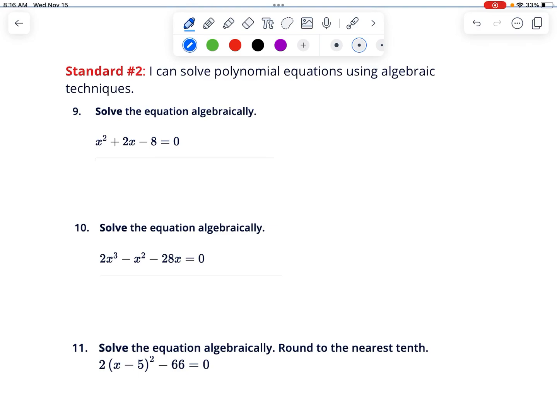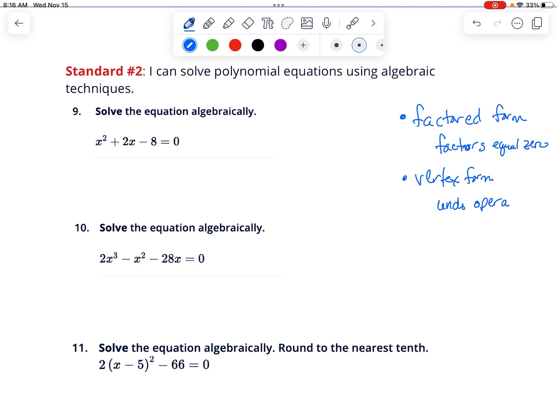Right, in CR2, we're looking to solve these equations. Sometimes we're going to solve, and we have really two ways to be able to solve them. We could do it from our factored form, and then what we do is we set our factors equal to 0 because our equation will equal 0. Or we could do this from vertex form, and when we do that, we're just going to undo operations. So we're going to go backwards through our PEMDAS.